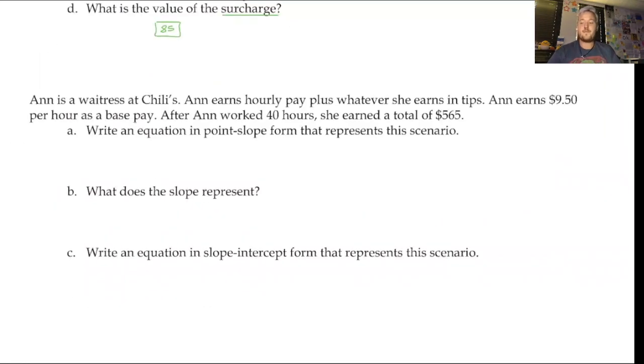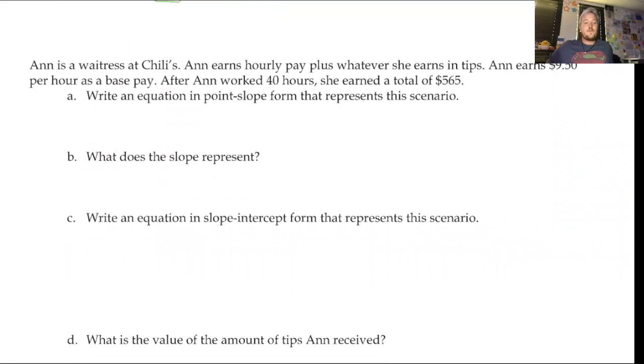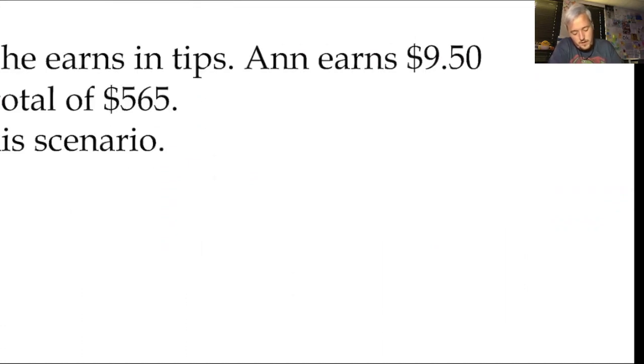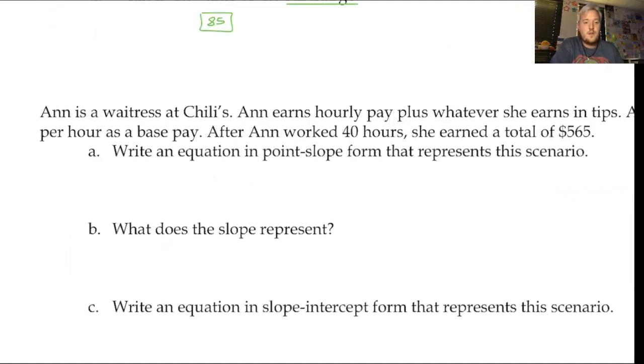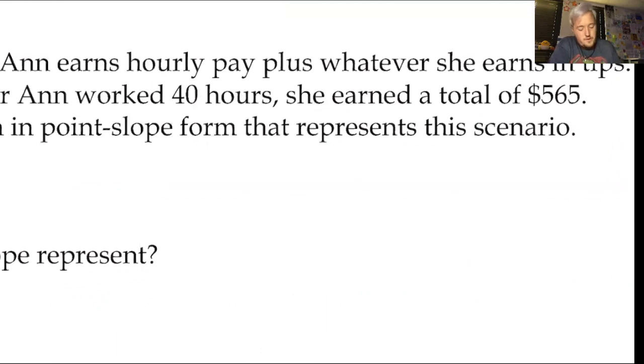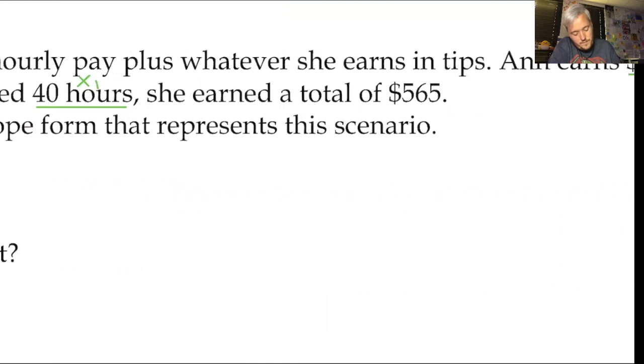All right, same idea here. Anne is a waitress at Chili's and she earns an hourly pay plus whatever she earns in tips. So she earns $9.50 per hour as a base pay. So this is your slope. And after she works 40 hours, she earns a total of $565. So after 40 hours, that's your x1, she earns a total of 565, which is your y1.